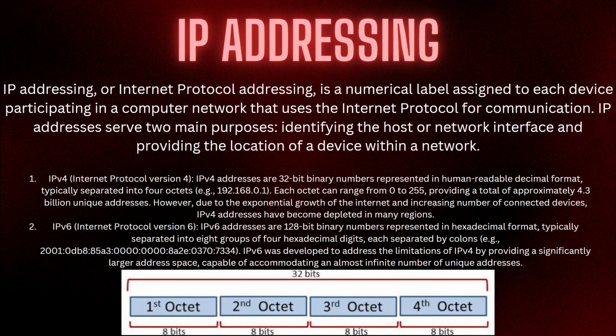But the reason we need IPv6 is that these 4.3 billion unique IP addresses were almost on the verge of exhaustion, because addresses are already assigned and there is a growing demand for end devices. IPv6 addresses are 128 bits, whereas IPv4 are 32 bits, and they are represented in hexadecimal format. There are 8 groups of 4 hexadecimal digits separated by colons. It was designed to address the limitation of IPv4 by providing a larger address space, capable of accommodating an almost infinite number of user addresses.